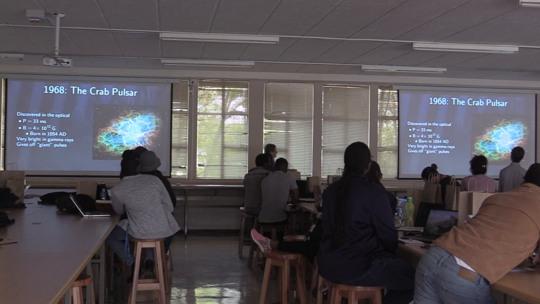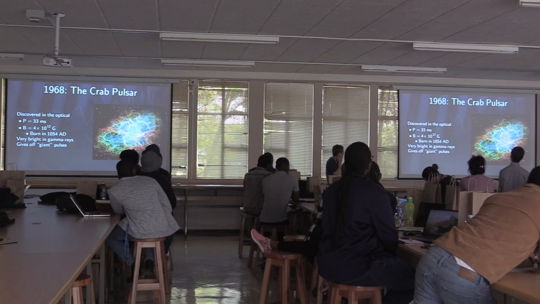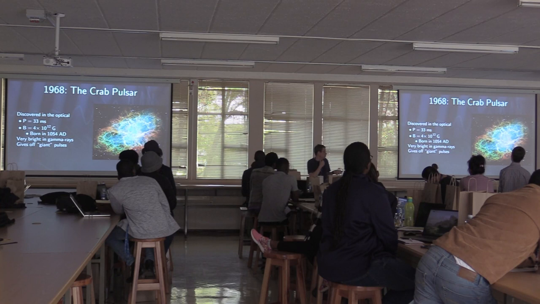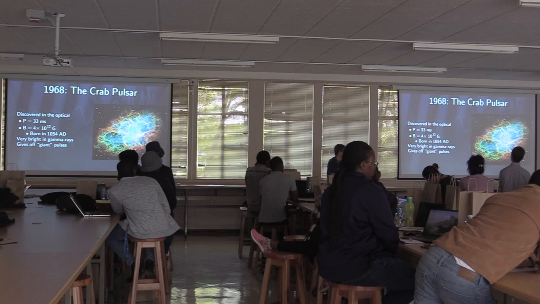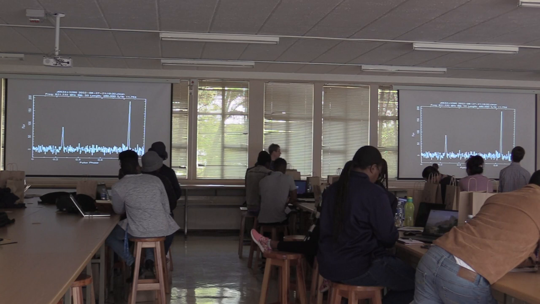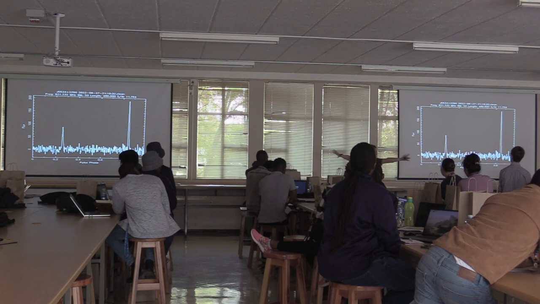The Crab pulsar, you can actually see its supernova remnant. It's in the northern hemisphere, but it's visible from South Africa. We actually know the very day this star blew up, and it was recorded by Chinese astronomers in 1054 AD. This pulsar is very bright in gamma rays. This is what the Crab pulsar's pulse looks like. We think it's got two beams, one that goes past us and gives off this pulse, and then half a period later you get this, which is called the interpulse.